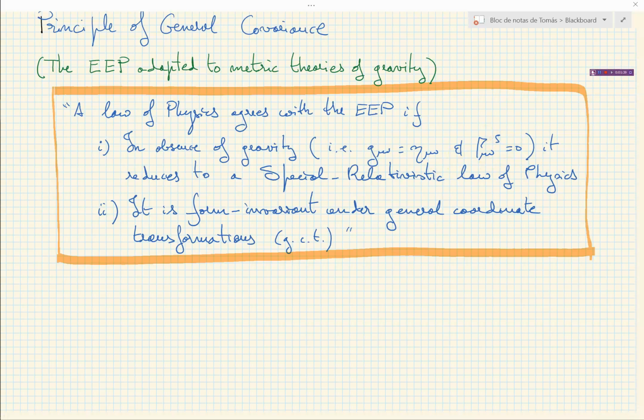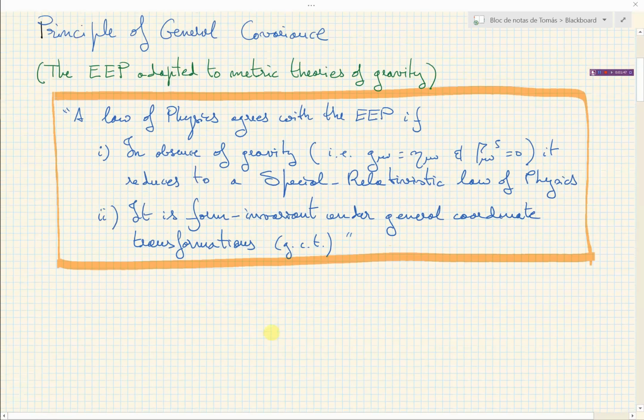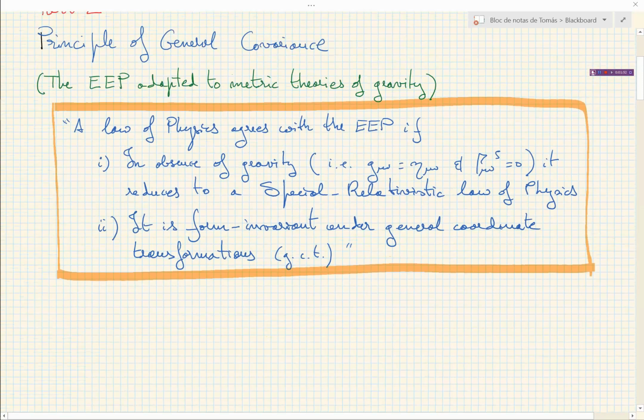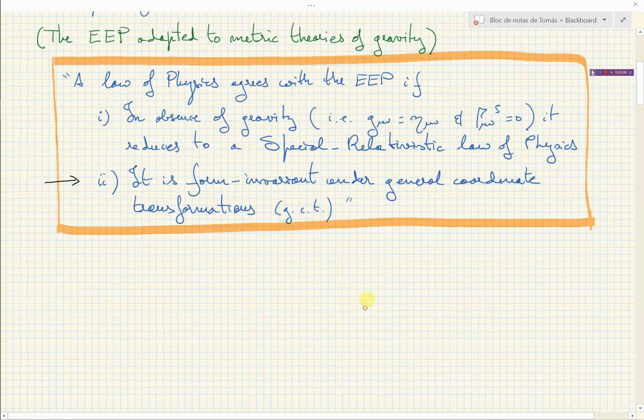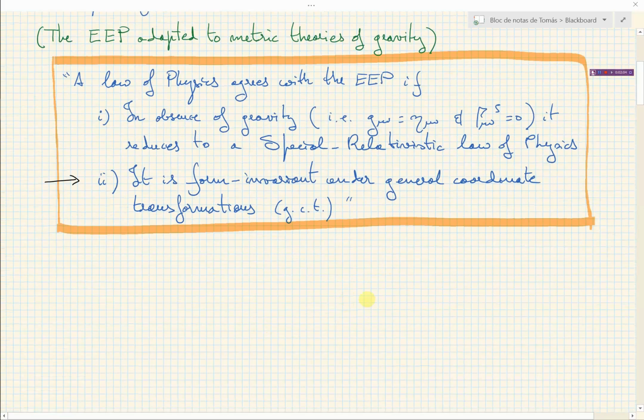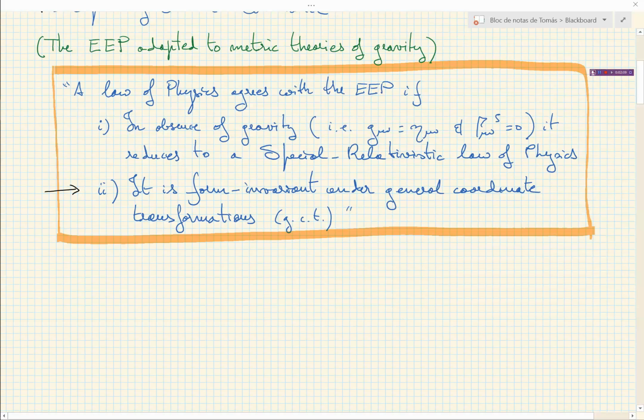And the second condition is that it is form invariant under general coordinate transformations that we abbreviate as GCTs. Sometimes this general covariance, which alludes really to this condition too, is understood as only this second condition. But you have to be aware that classical physics, or the laws of classical physics, can also be formulated in a general covariant form. So in such a way that they are form invariant under general coordinate transformations. For instance, Newtonian gravity can be formulated in a completely coordinate invariant form, and this is the so-called Newton-Cartan formulation, or Newton-Cartan theory of gravity.